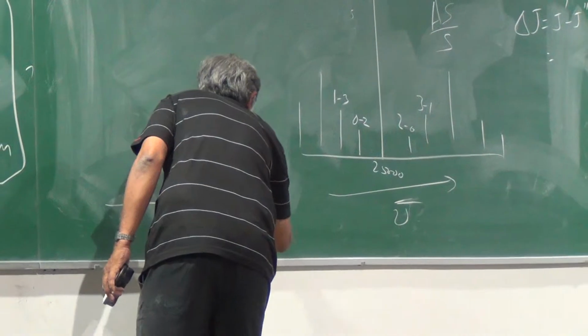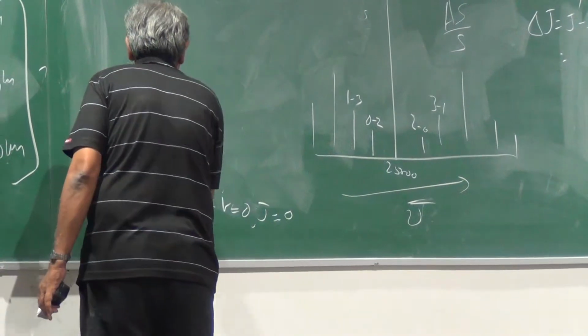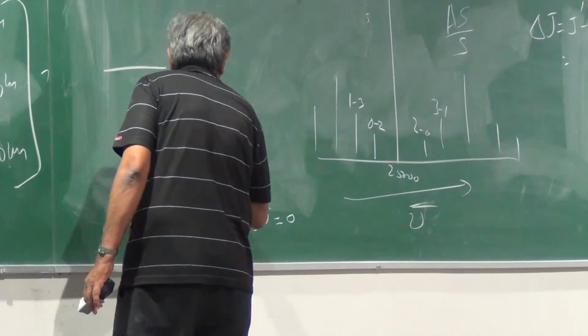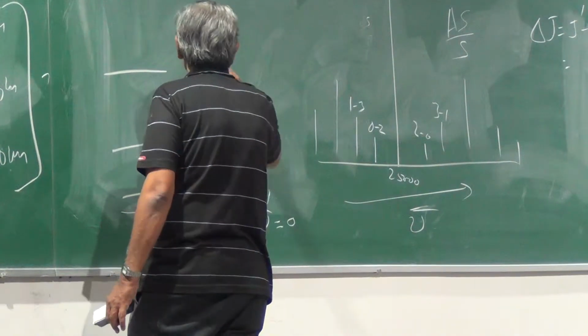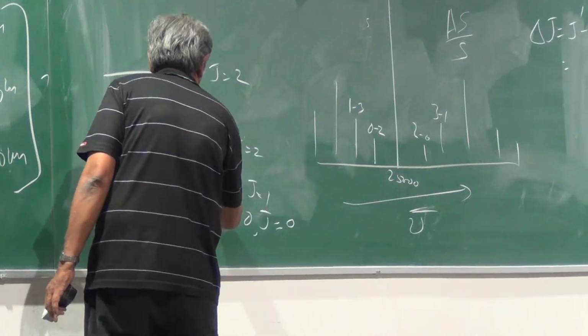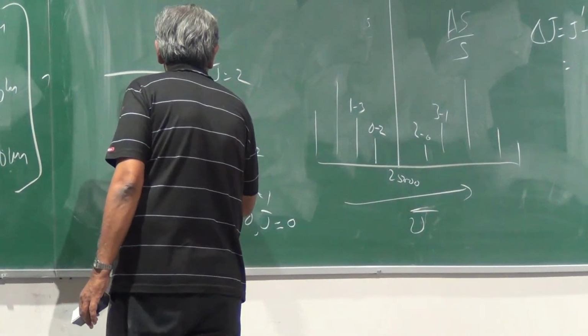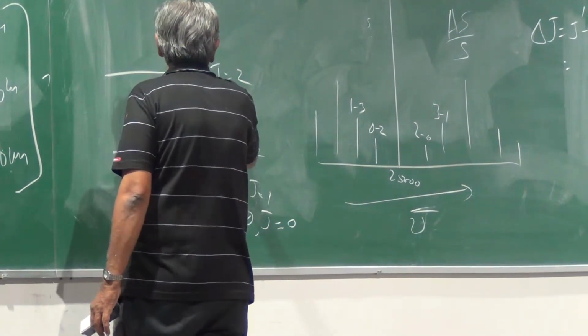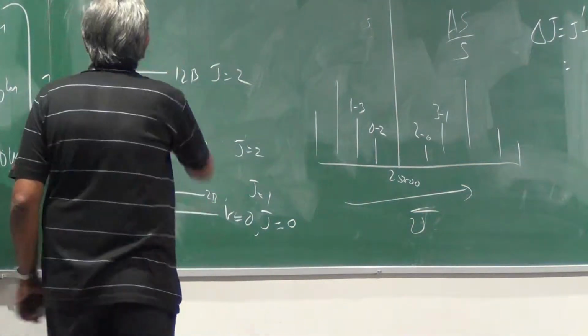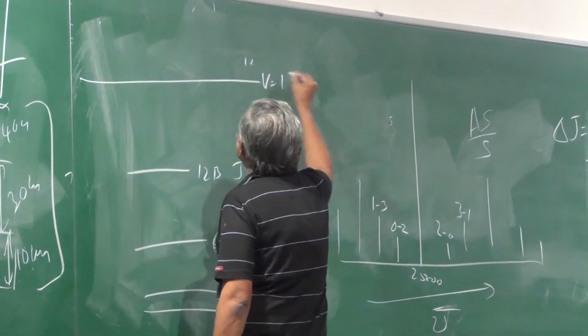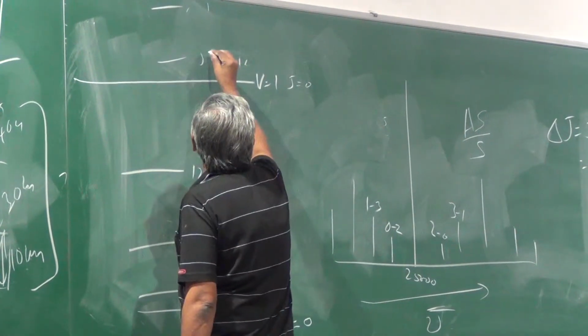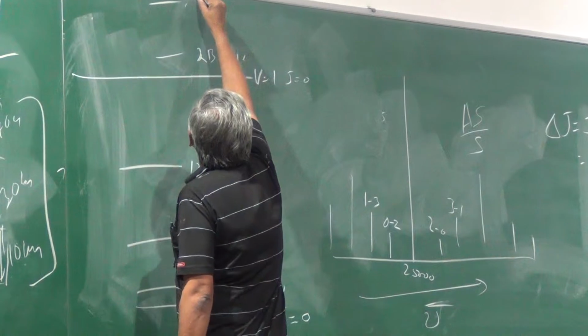and J equal to 0. And then I have J equal to 1, J equal to 2, J equal to 3, and so on. And this is going to be 2B, 6B, 12B. And then v equal to 1, J equal to 0, and that's 2B, and 6B.